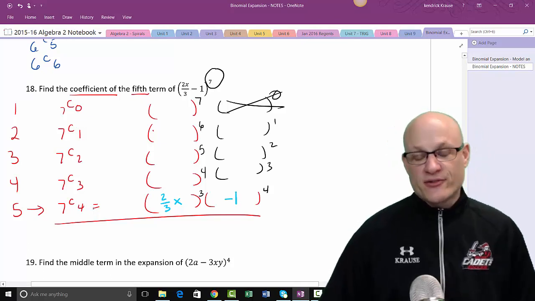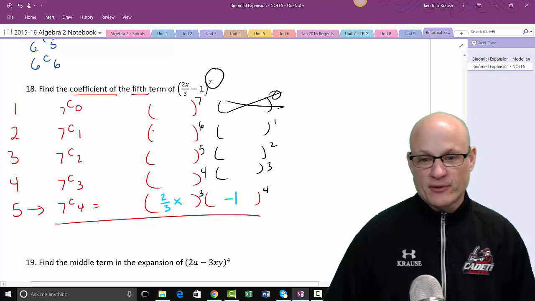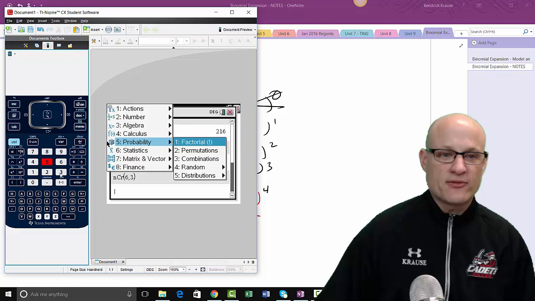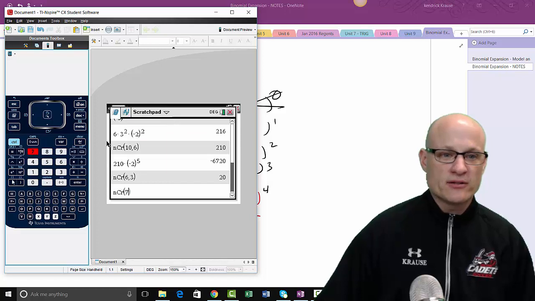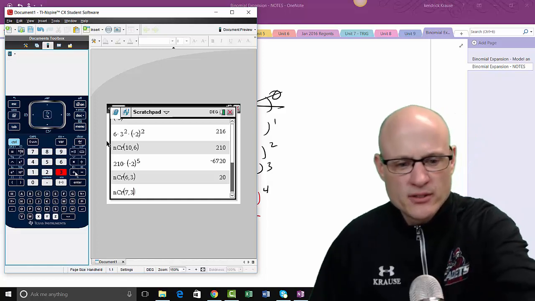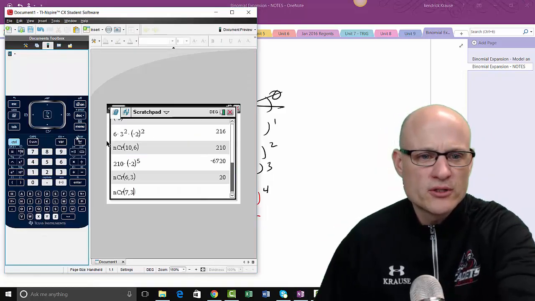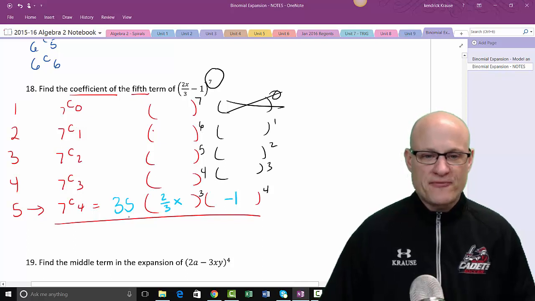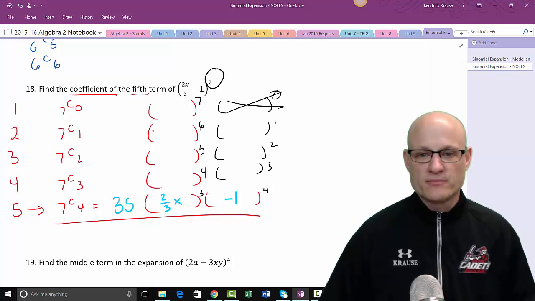Now, I don't know what 7C4 is, but we got to figure out what that is first. So, menu 5, 3, 7, comma, was it 3? I don't think it was 3. It wasn't. 7, comma 4. Shoot. 7, comma 4. 7, comma 4 is 35. So what I'm going to do is type in all of this. 35, 2/3 cubed, -1 to the 4th.